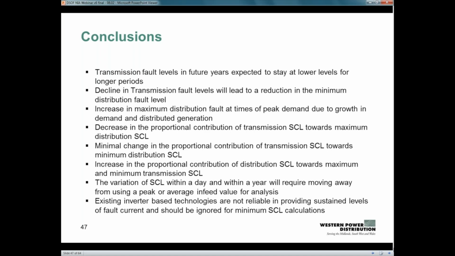And then there'll be an increase in the proportional contribution of distribution short circuit level towards maximum and minimum transmission short circuit level. The variations of these levels within a day and within a year will require moving away from using peak or average in-feed values that we've traditionally used for analysis. And the existing inverter-based technologies aren't necessarily reliable in providing sustained levels of fault current and should be ignored for the minimum short circuit level calculations.